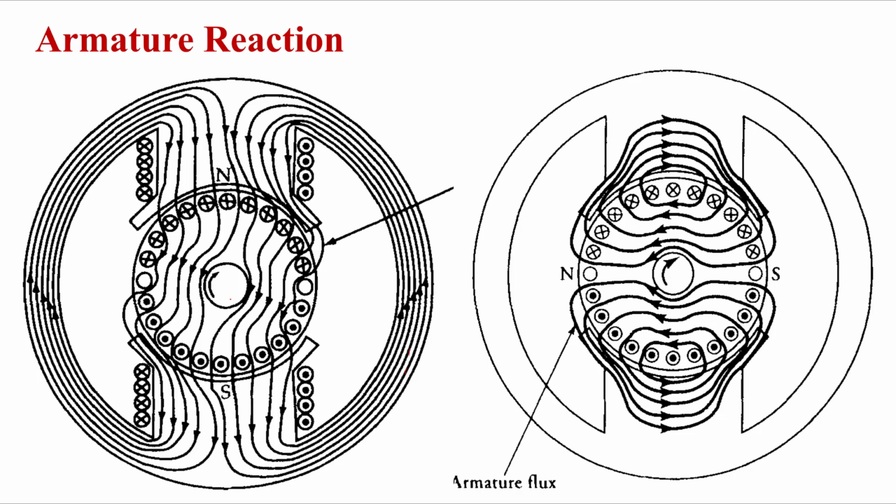Because of this distortion, what will happen? The problem is that the neutral plane shifts, which is where we fix the brush. If we do not change the brush position as per the loading of the machine, there will be a huge spark, because the commutation should happen only in the neutral plane. If commutation is forced to happen in some other plane, there will be a huge spark. That will cause distortion in the brushes, and the commutator segments will burn, right?